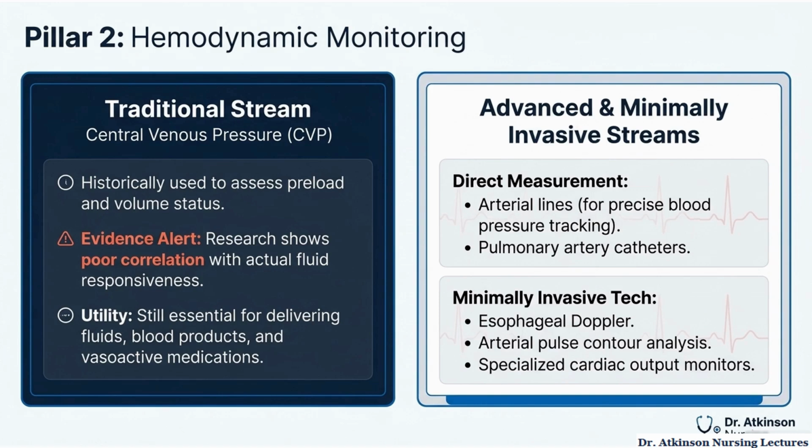A high CVP doesn't reliably mean they're overloaded, so we use CVP for what it's actually good at: reliable central access for delivering fluids, blood products, and vasoactive medications. For assessing volume status, we've moved to better tools: arterial lines for beat-to-beat pressure monitoring, pulmonary artery catheters when indicated, and minimally invasive technology like esophageal Doppler and arterial pulse contour analysis.